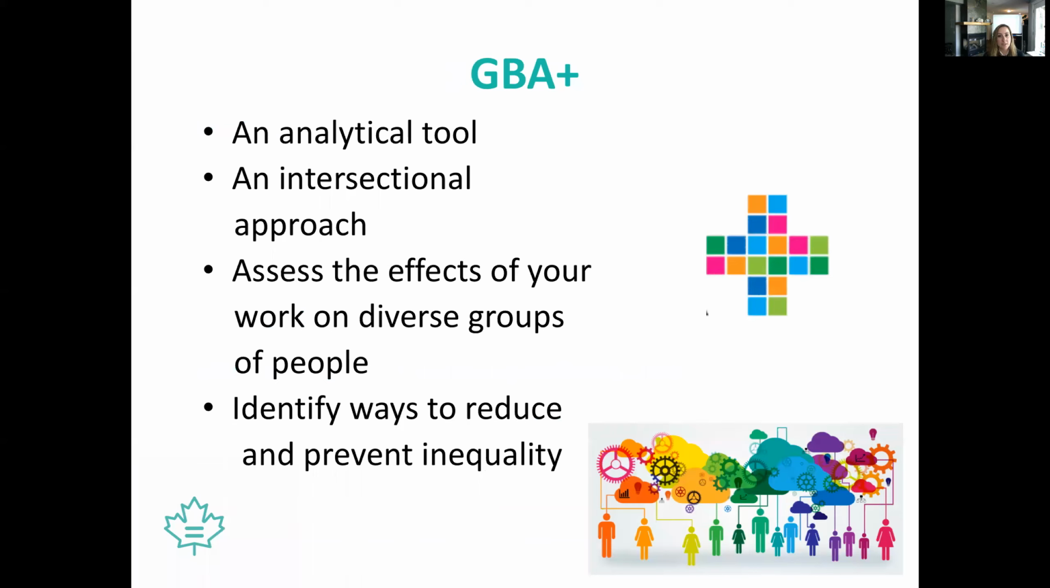So starting with what Gender-Based Analysis Plus, or GBA Plus, is, it's essentially an analytical tool. It takes an intersectional approach, and it's a tool that you can use to assess the effects of your work on diverse groups of people. And it goes much more beyond just sex and gender, despite its name. And it's a great way that clearly identifies how you can reduce and prevent inequality.